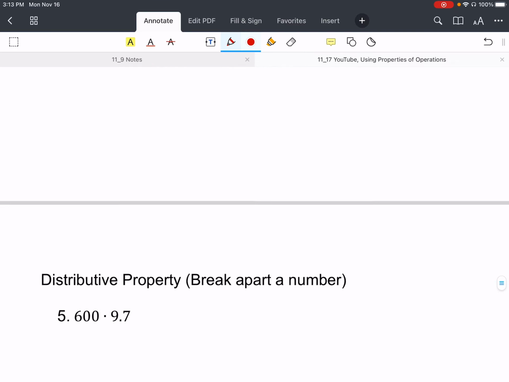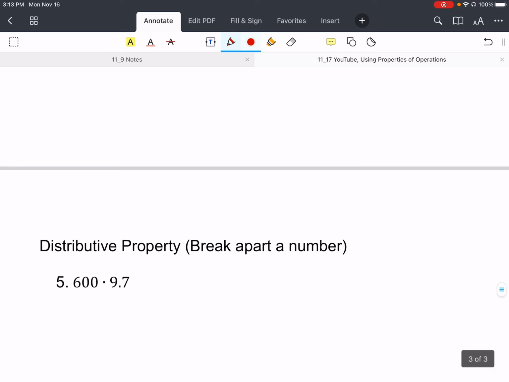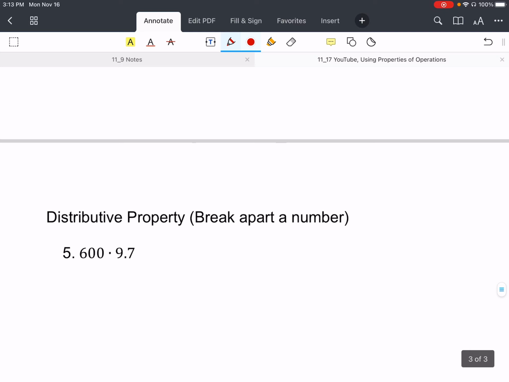Last property, this is the distributive property. So this says that when we are multiplying, we can break apart one of the numbers to make the equation easier. So I am going to break apart the 9.7, or the 9 7/10, into 9 and 0.7. And you can break apart your numbers however you want, but remember they have to add up to equal your original number. And I think splitting it into 9 and 0.7 is going to make my life a little easier.